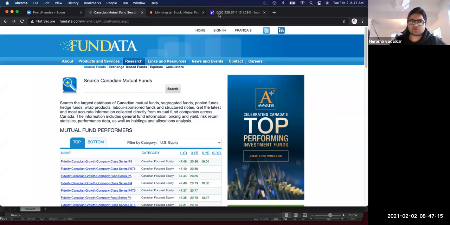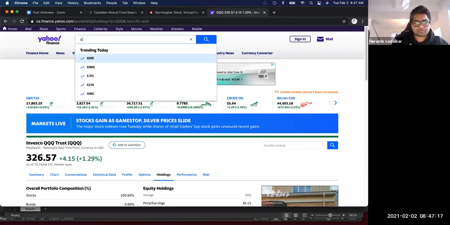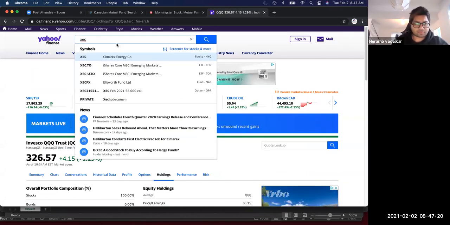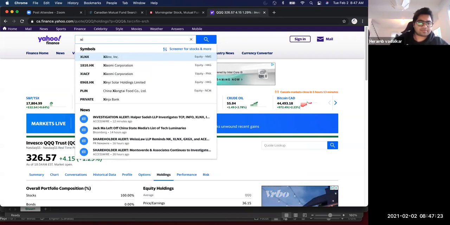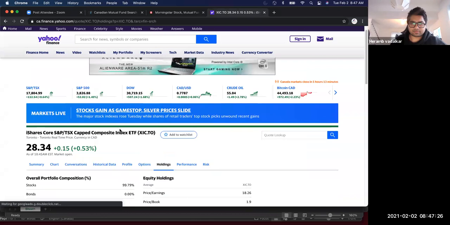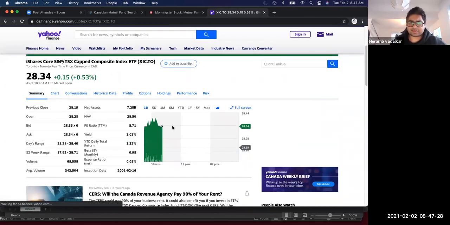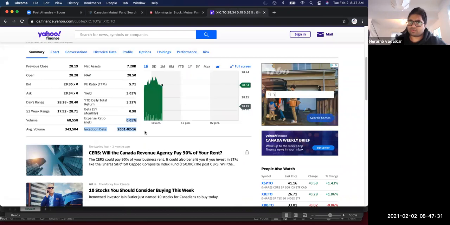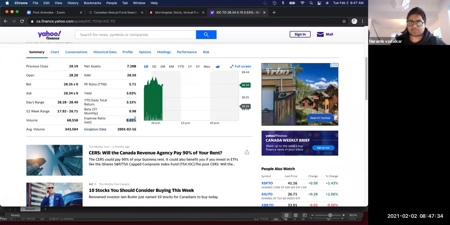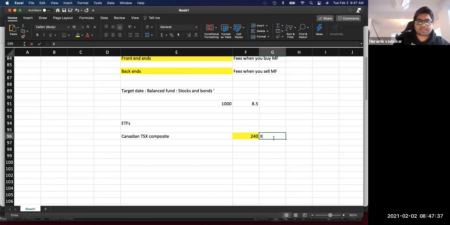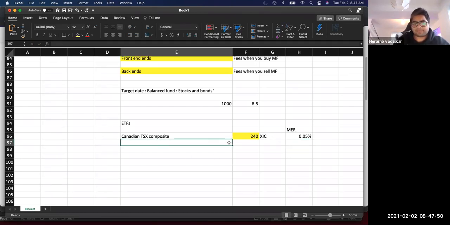The ETF to do that is XIC. There are many ETFs, but XIC is where the fees are quite low. Okay, the fee is 0.05. So XIC MER 0.05. Okay, then so this was Canadian markets.